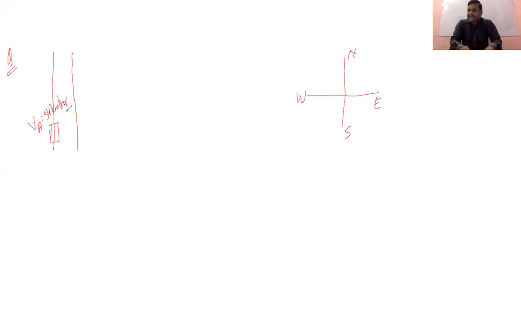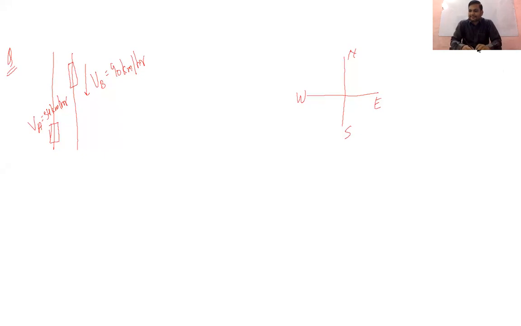And in the other case, train B moves south. Here is train B, which is moving in the south direction, and the speed is once again 90 kilometer per hour. Whenever they say the speed is this much, it is always taken with respect to the ground.